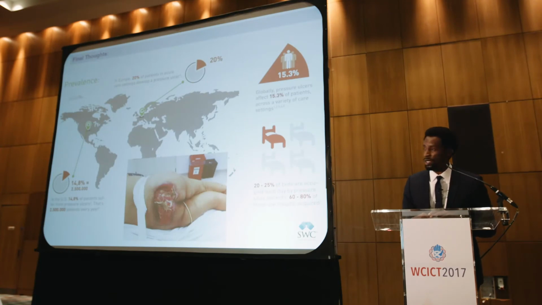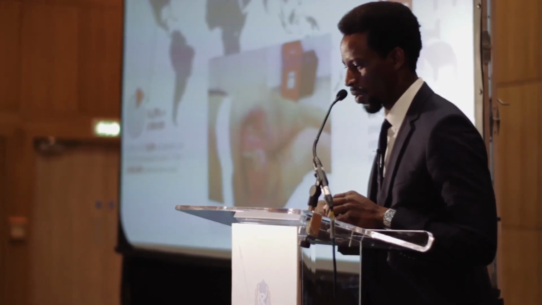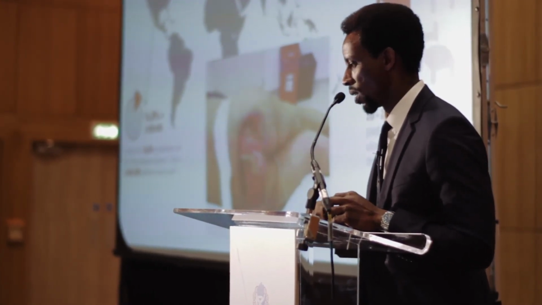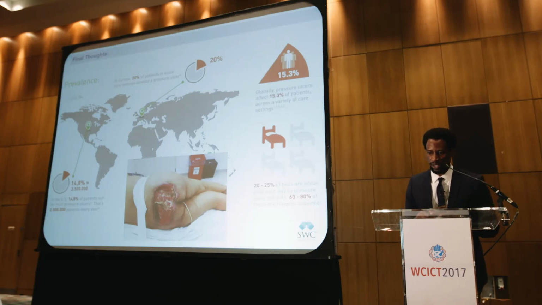So I'd like to close with this slide. It talks about the prevalence of pressure ulcers throughout the United States and throughout the world. In the United States, there are over 2.5 million pressure ulcers annually, and that's a big deal. In the UK, 20% of patients in acute care settings do develop pressure ulcers. And 15% of patients globally have pressure ulcers, leading to almost 25%, 1 in 4 hospitalized patients, having a pressure injury of some level.